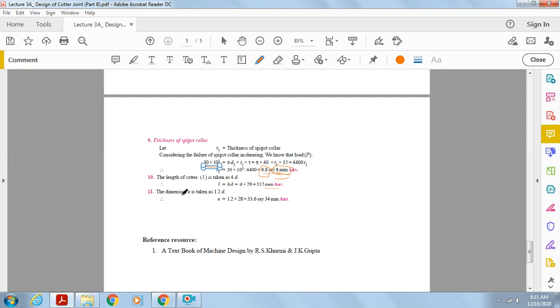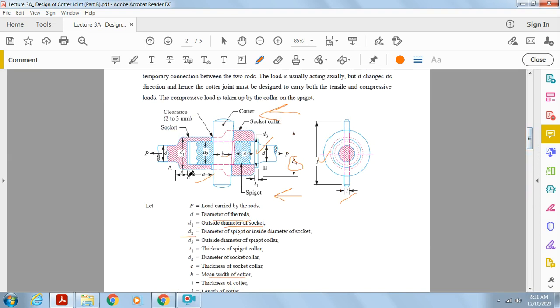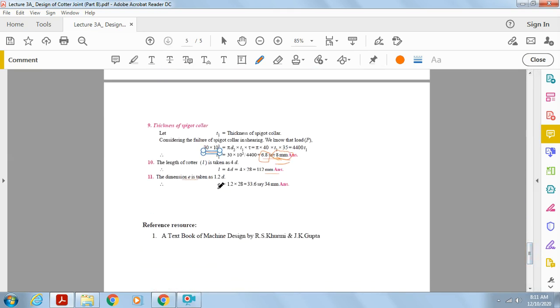Now the final dimension, E. Let us go to the drawing again. This is E. So how much is the value of E? As you know, the formula is E equals 1.2 into D. The rod diameter is multiplied by 1.2, so it is 1.2 into 28, which is 33.6 millimeter. We have selected 34 millimeter, so the dimension E comes to 34 millimeter. Okay, so this is the design part.